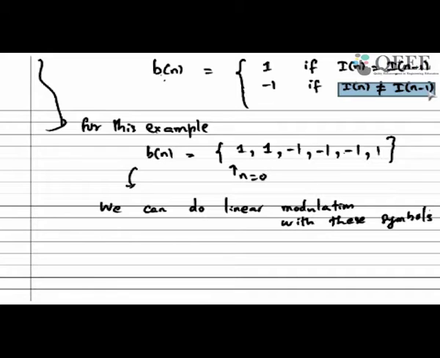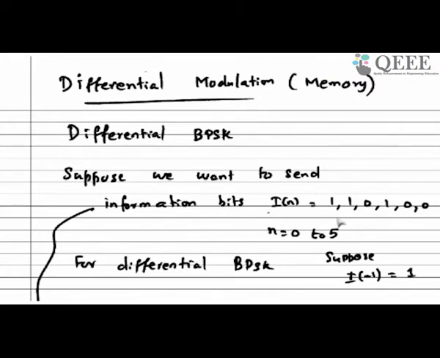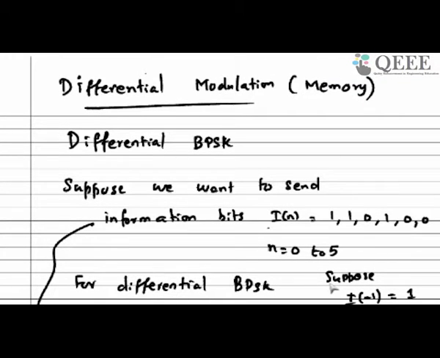Now if I go back and look at this information sequence, I have to initialize this at some point. Let's say I of 0 is 1, I of 1 is 1, I of 2 is 0 and so on. Now I should say what is I of minus 1, because I have to compare. Let us say the initialization, the minus 1th symbol, I of minus 1, is 1. So the first symbol I am sending will compare I of 0 with I of minus 1. In this particular example, I of 0 and I of minus 1 are the same, 1 and 1.